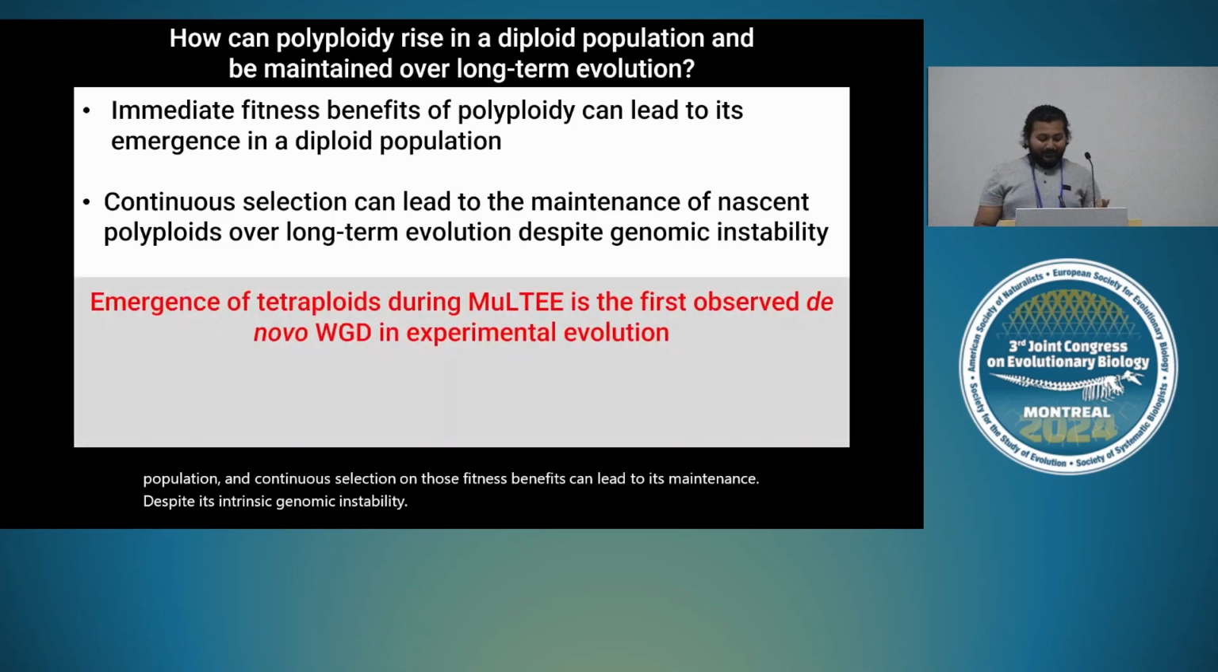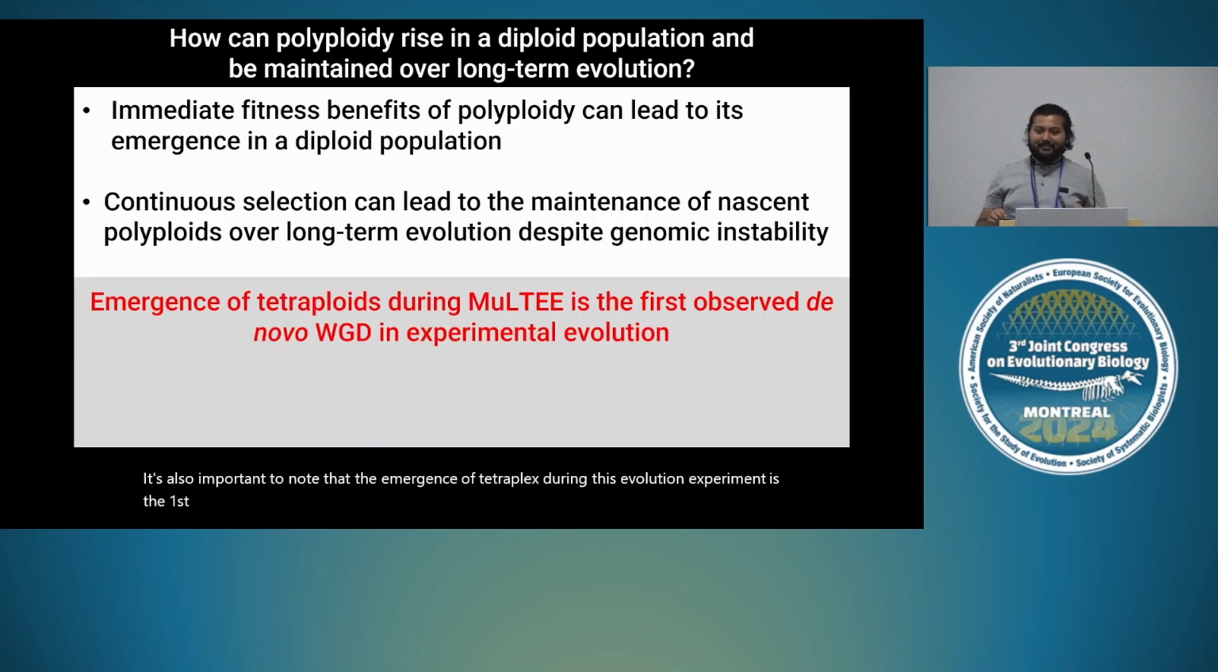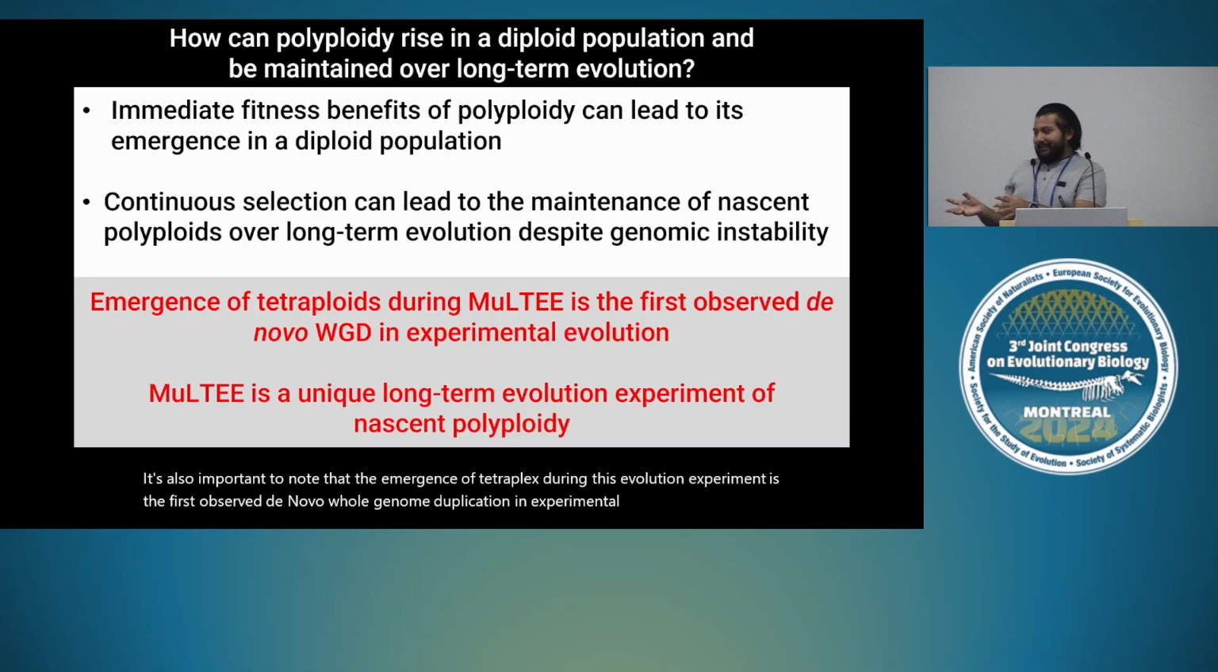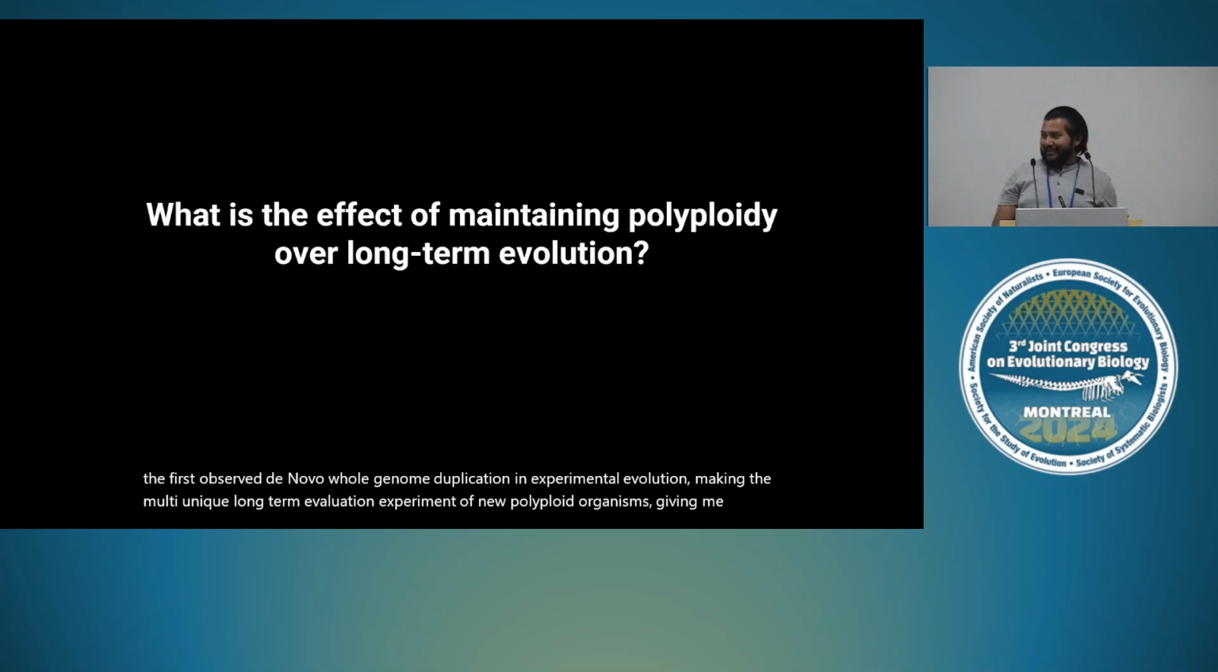It's also important to note that the emergence of tetraploids during this evolution experiment is the first observed de novo whole genome duplication in experimental evolution, making the MuLTEE a unique long-term evolution experiment of new polyploid organisms, giving me the opportunity to further ask, what is the effect of maintaining polyploidy over long-term evolution?